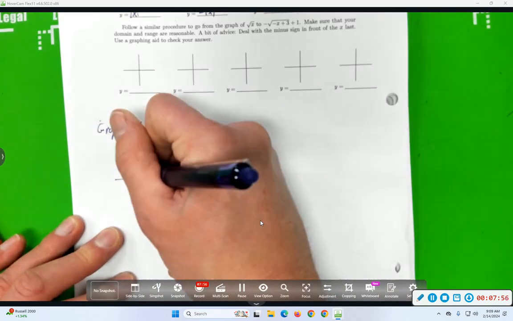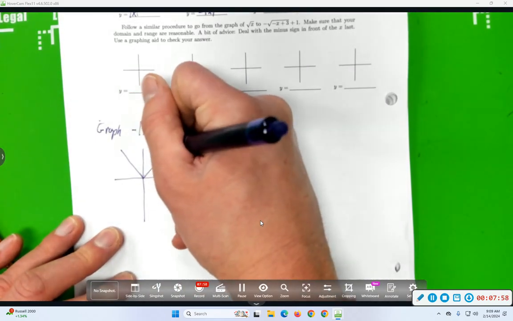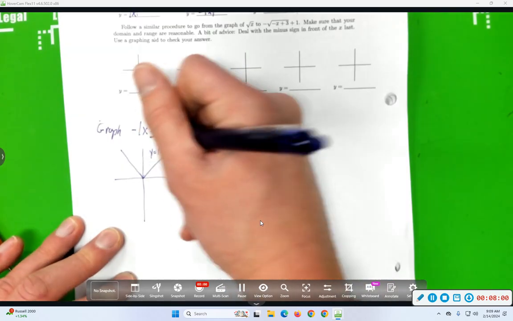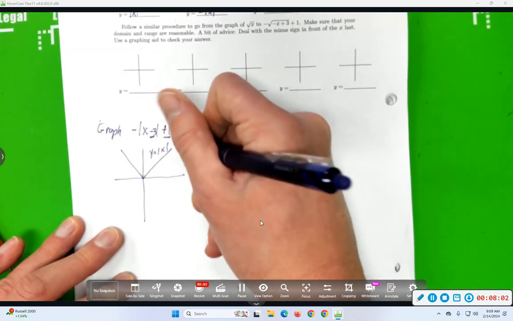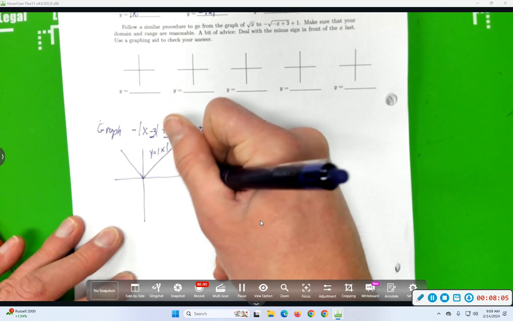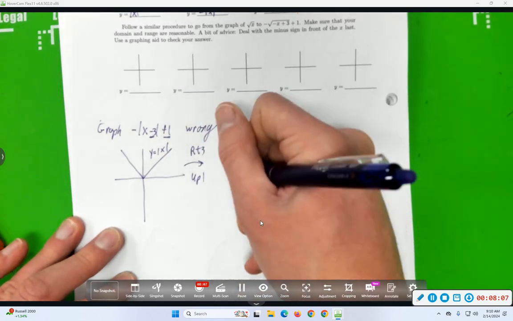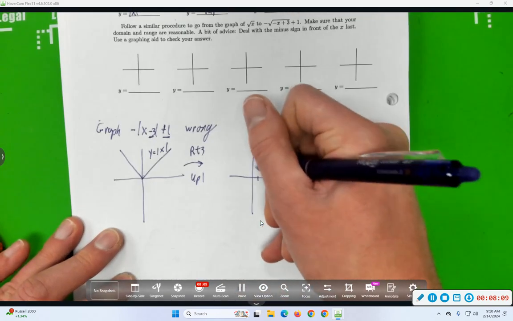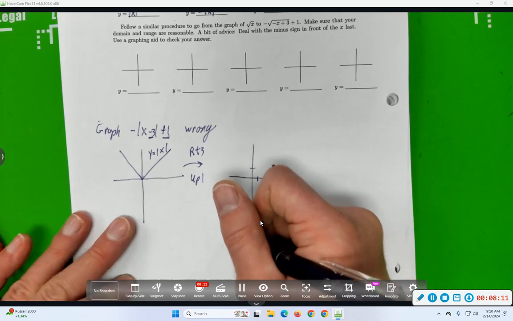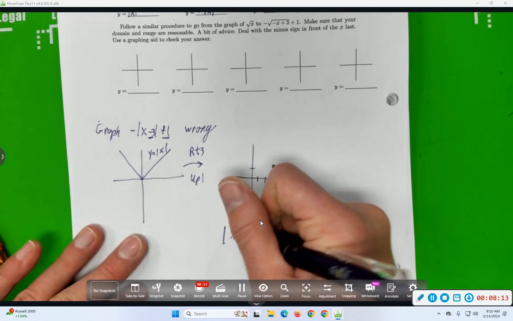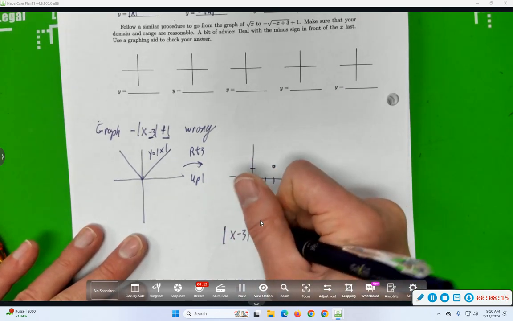So, let's start at the same place. There's y equals absolute x. Let's deal with these things first. Let's go right 3, up 1. 1, 2, 3, up 1. And this is now the graph of absolute x minus 3 plus 1.